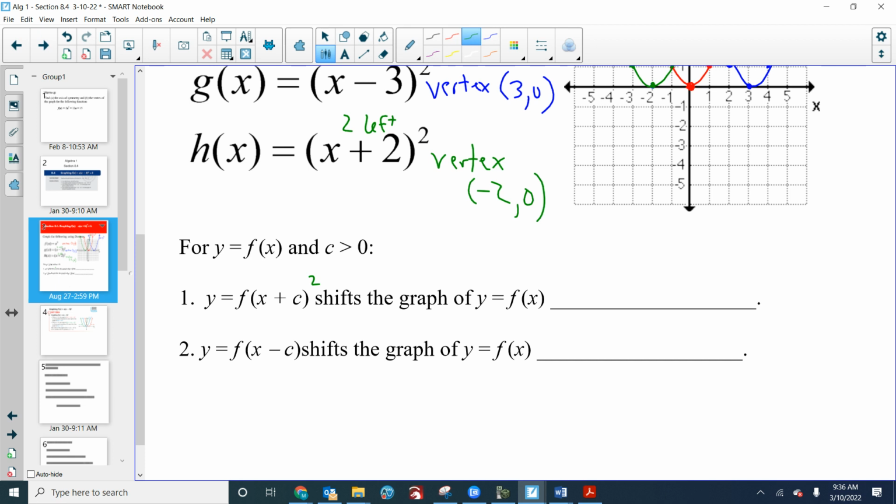What's it going to go? How many places? And this one would just be c, right? So this one would be f of x would go c places left. And then this should be squared also. And then this would go f of x minus c squared. It'd be c places what? Right, to the right. Okay, good job, guys.